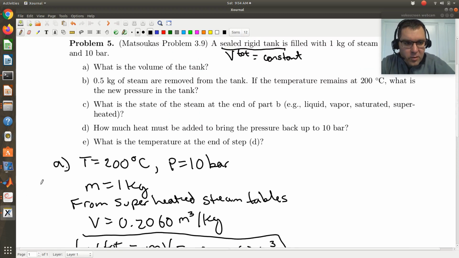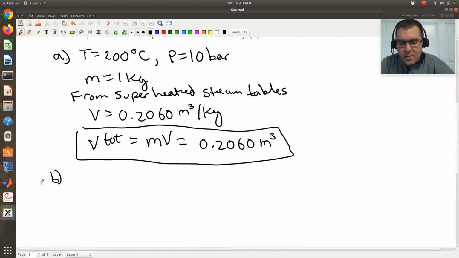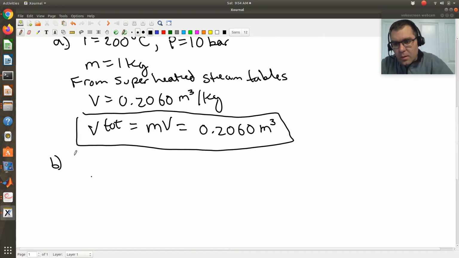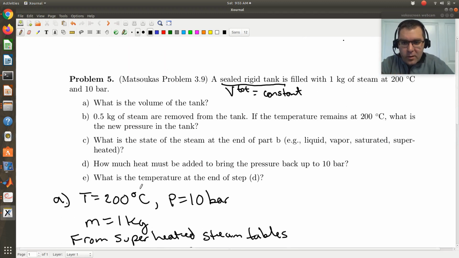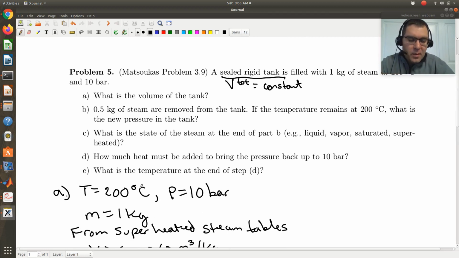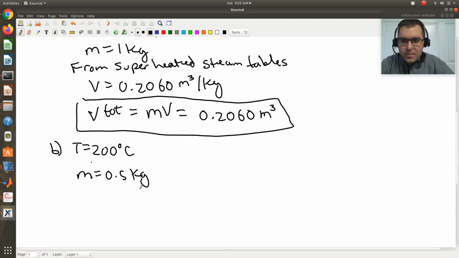In B, we're told our temperature is still 200 degrees C. But now my mass is just going to be 0.5 kilograms. Why? Because we initially had 1 kilogram. Now we're told we're removing half a kilogram. So that means I have half a kilogram left.